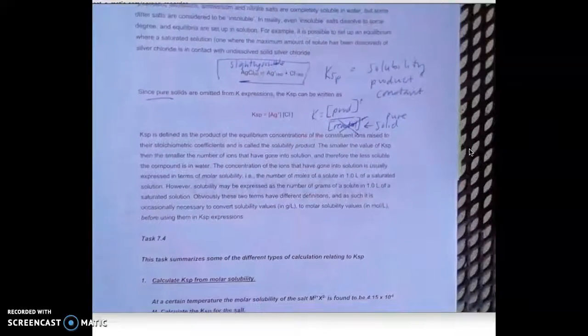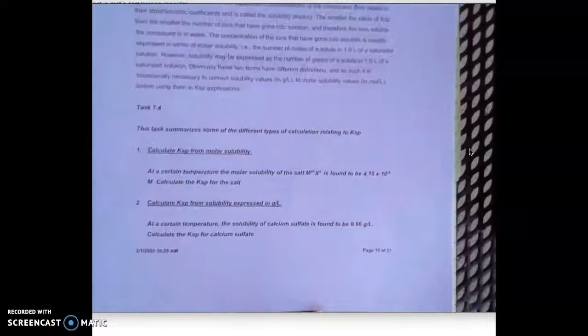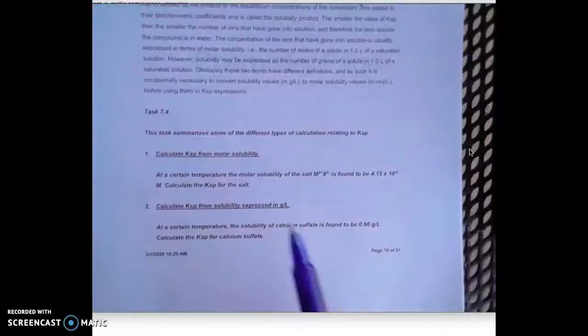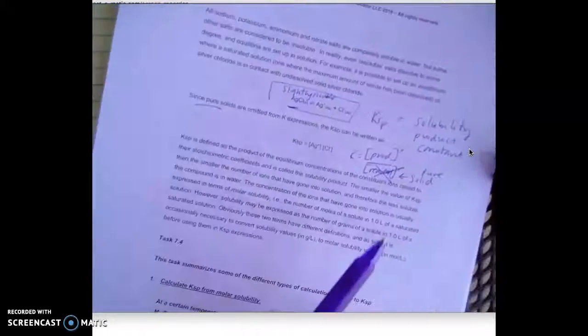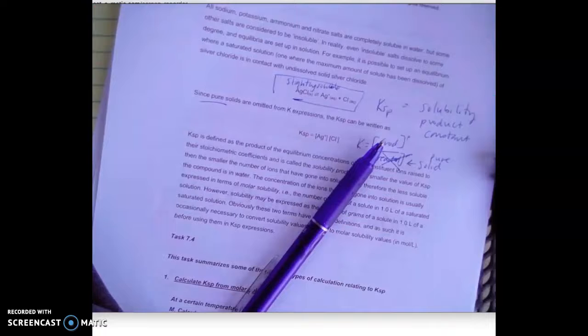Read through this, and you guys see if you can work through task 7.4 on your own, and we'll go through that in a video tomorrow. Bye.